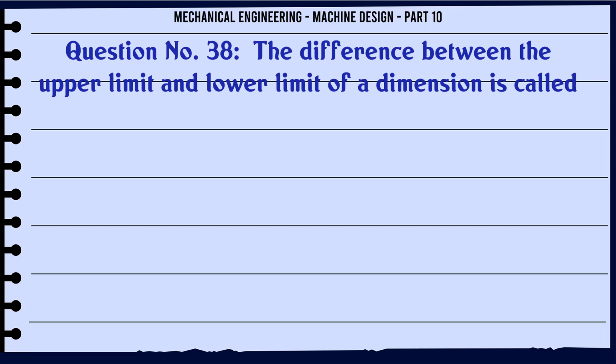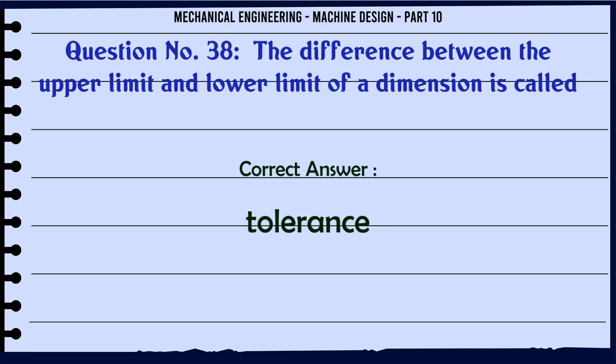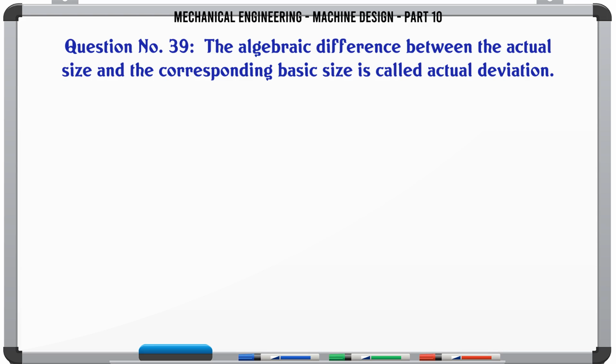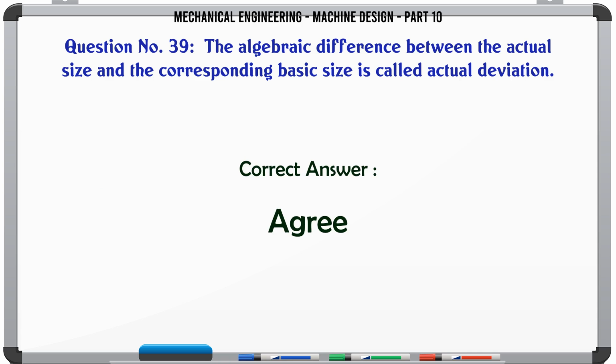The difference between the upper limit and lower limit of a dimension is called A, nominal size; B, basic size; C, actual size; D, tolerance. The correct answer is tolerance. The algebraic difference between the actual size and the corresponding basic size is called actual deviation. A, agree; B, disagree. The correct answer is agree.